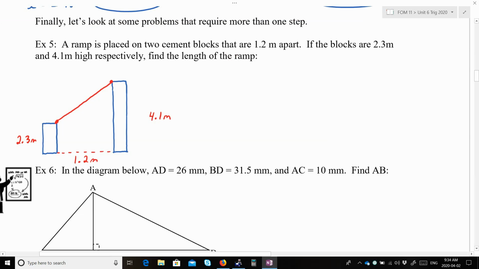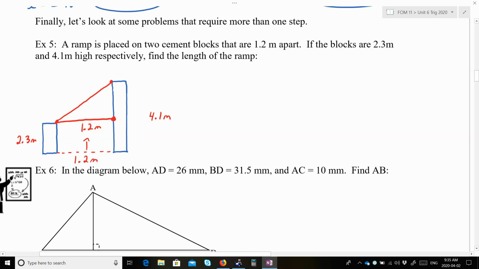So how are we going to form a 90-degree triangle? Because that's ultimately what this section is about, Pythagorean theorem, and we need a 90-degree triangle. So what we're going to do is see the 1.2 meters apart, that dotted line, that can actually shift up to here. This is 1.2 meters as well.